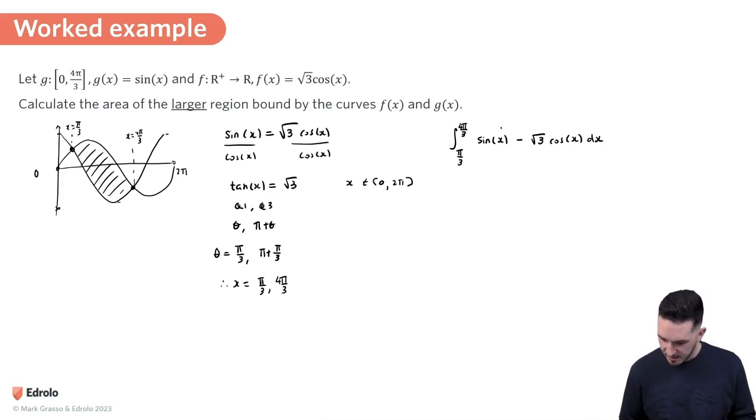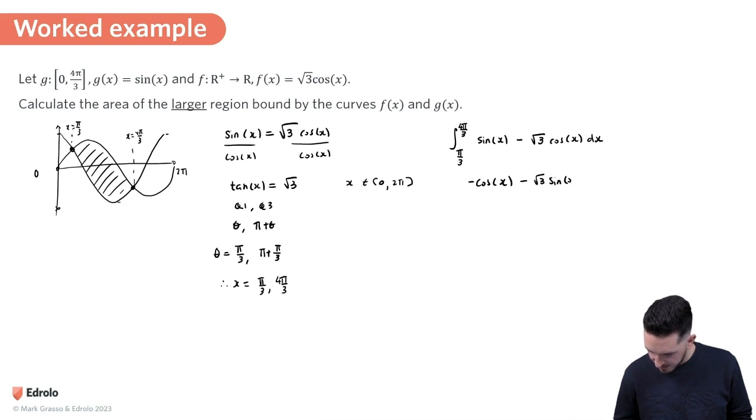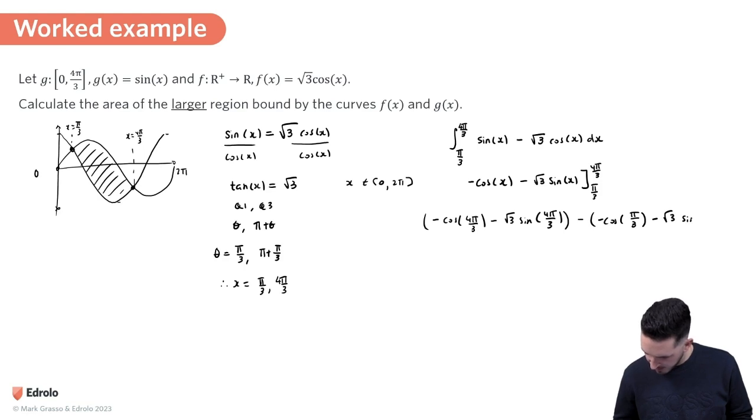So now putting this together, the integral of sine of x is negative cos of x, then minus root 3 times the integral of cos, which is sine of x, between pi on 3 and 4 pi on 3. Now substitute these values in. So we're going to have negative cos of 4 pi on 3 minus root 3 sine of 4 pi on 3, minus negative cos of pi on 3 minus root 3 sine of pi on 3.